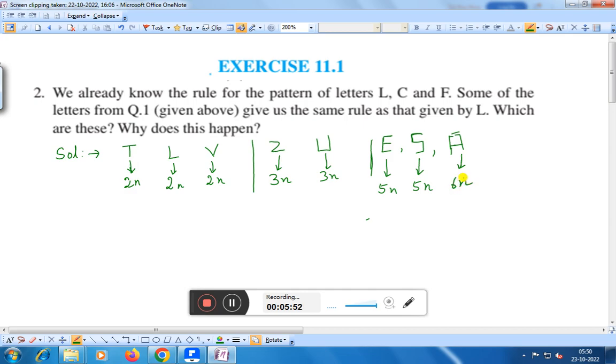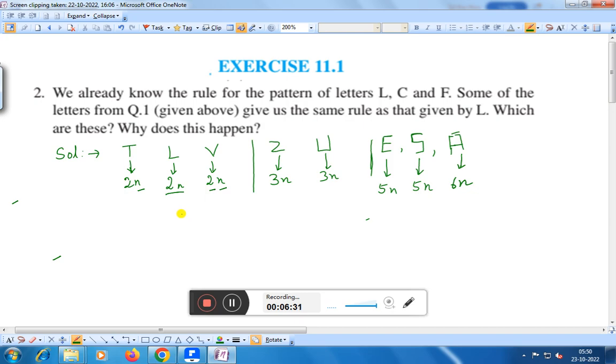Now the question is, which of the letters from question 1 given above give us the same rule as that of L, right? Here the formula for L is 2n, where 2 is the constant and n is the variable. Here also T is 2n, 2 is the constant and n is the variable. Here V also, 2 is the constant and n is the variable. Now you see the same formula applies in T, L, V.